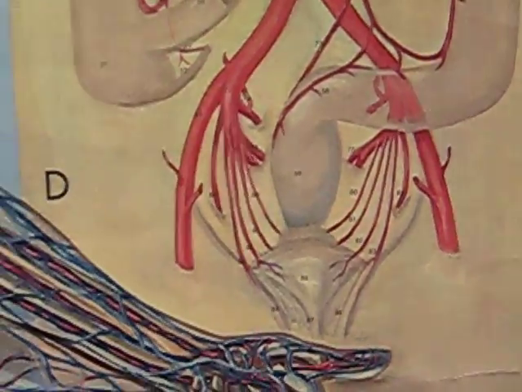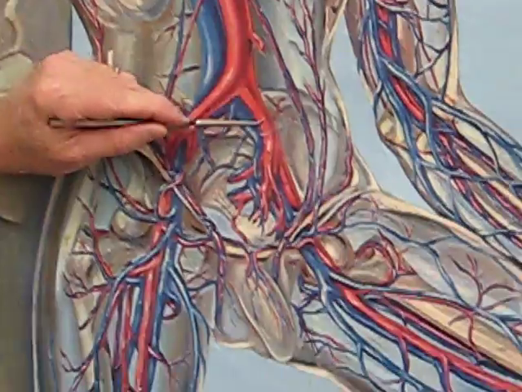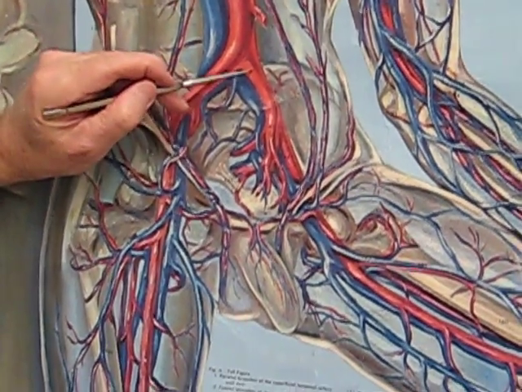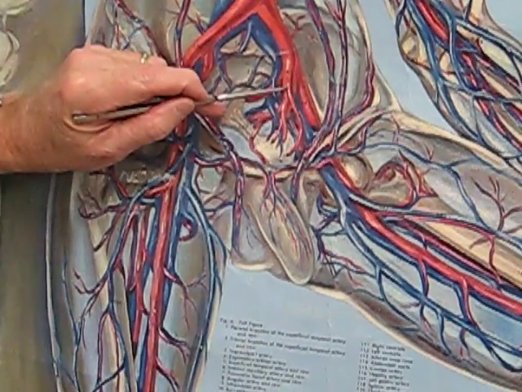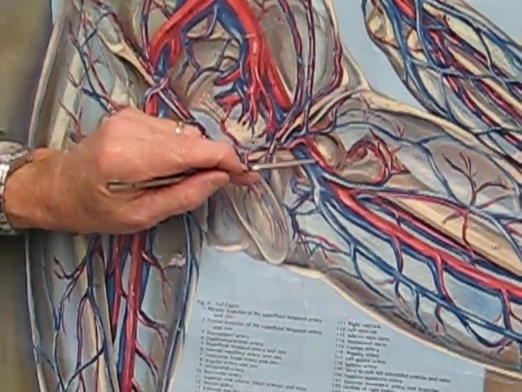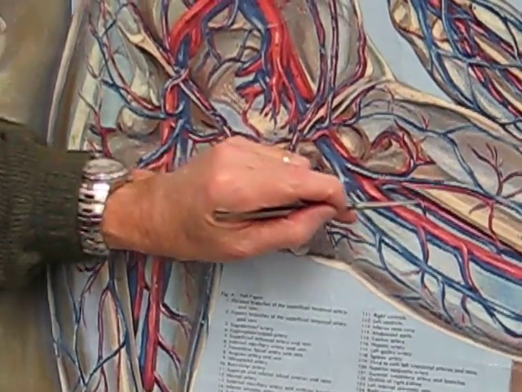I'm going to flip over to here. Aorta end, common iliac arteries here and here. Let's follow the left one. It bifurcates into external iliac, internal iliac. External iliac comes down into the pelvis. It bifurcates into femoral and into deep femoral.